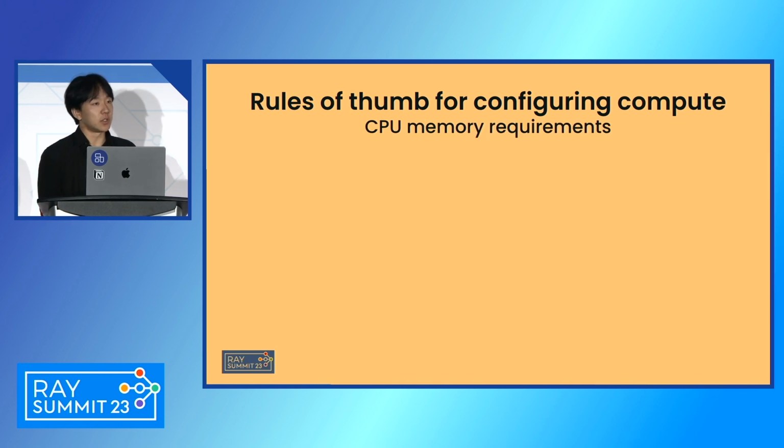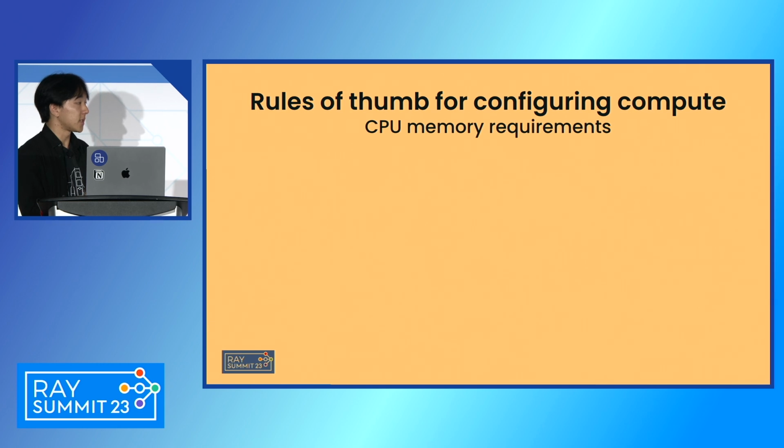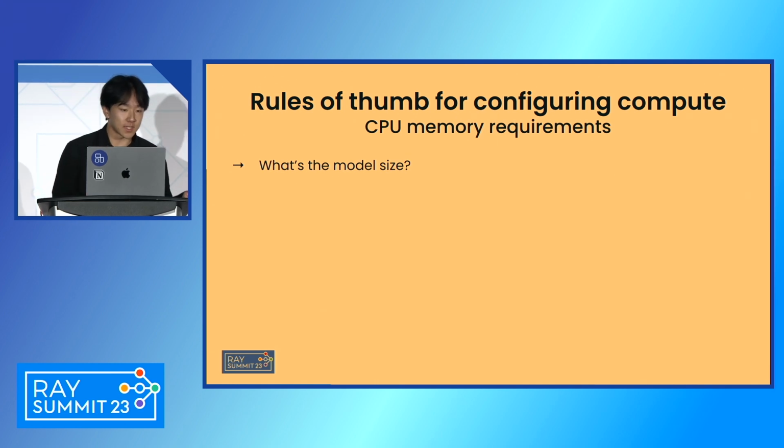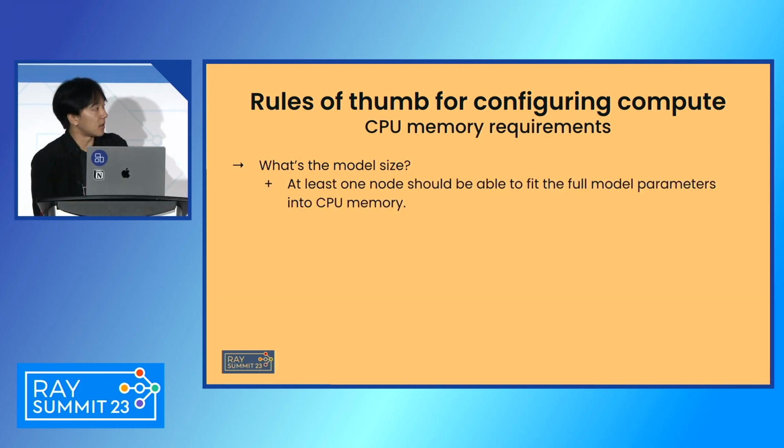Okay, so in addition to GPU memory requirements, training large models often imposes CPU memory requirements. So this is just a few more rules of thumb for CPU memory. The first thing is to ask, what is my model size? Usually when you're doing some kind of sharding strategy, one rule of thumb is that at least one node should be able to fit the full model parameters into CPU memory. This is often the case when you do model initialization. You will load it first on the rank 0 worker, and then you'll shard it to other workers.